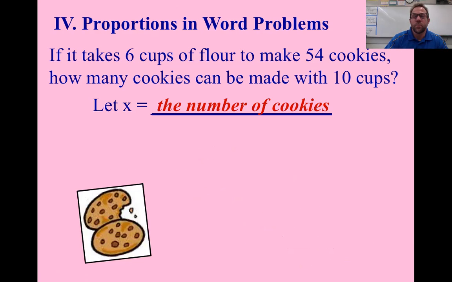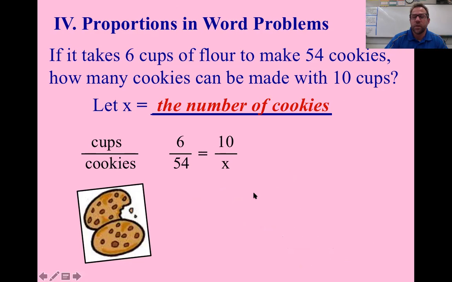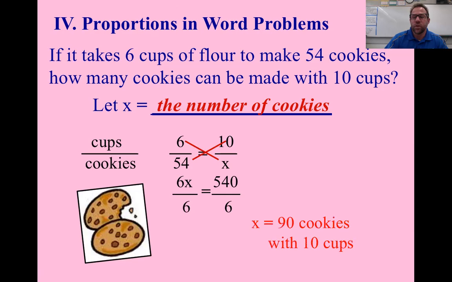So at the beginning of the problem, we had no idea how many cookies could be made with 10 cups, but we set up a proportion. We wanted to figure out the number of cookies, so our 2 categories were cups and cookies. And then we went 6 to 54. And we know that there were 10 cups, so we're going to figure out how many cookies we can make. We did a cross multiply, and then we divided by 6. And we figured out that it was 90 cookies.